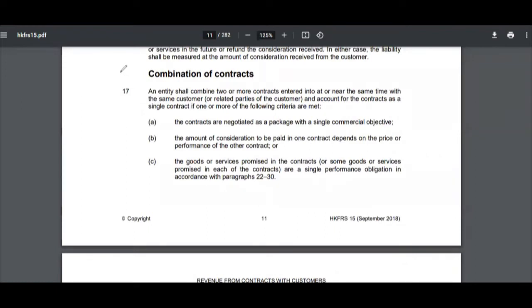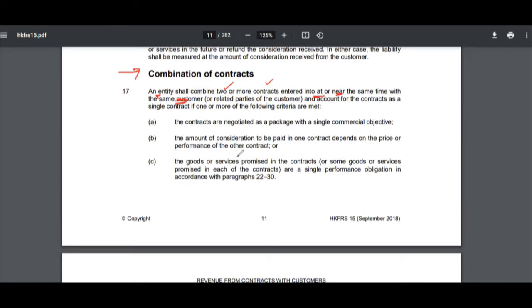Then there's the part on combination of contracts, as we spoke about earlier in one of my earlier videos. Paragraph 17: an entity shall combine two or more contracts entered into at or near the same time with the same customer, right? So same customer is important. You cannot combine contracts of different customers together. That just doesn't make sense.